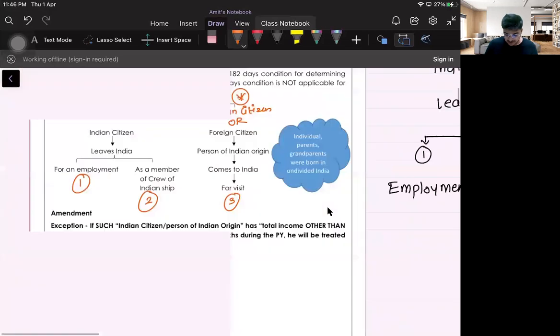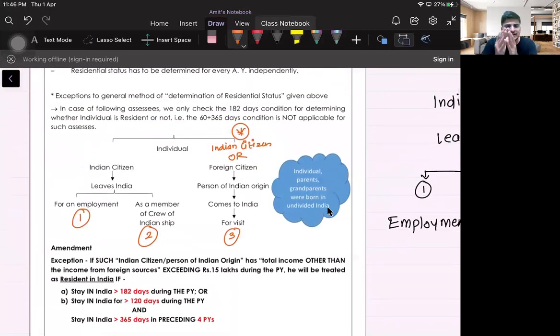Perfect. Okay. Now I will repeat the entire thing in 1 minute. If you are falling under the exceptions, second basic condition is not applicable. But three categories. Category number one, you are an Indian citizen who is leaving India for two purposes. First is for an employment. Second, as a member of crew of Indian ship. Two categories over. Third category, you are an Indian citizen or you are a person of Indian origin who is coming to India for visit. Then in that case, second basic condition is not applicable.